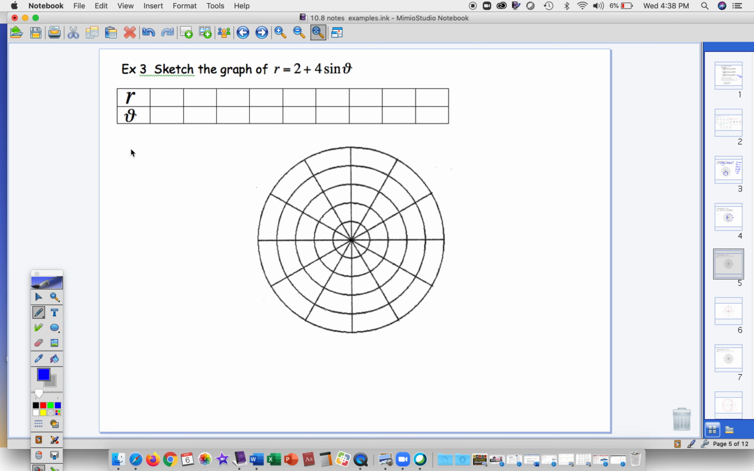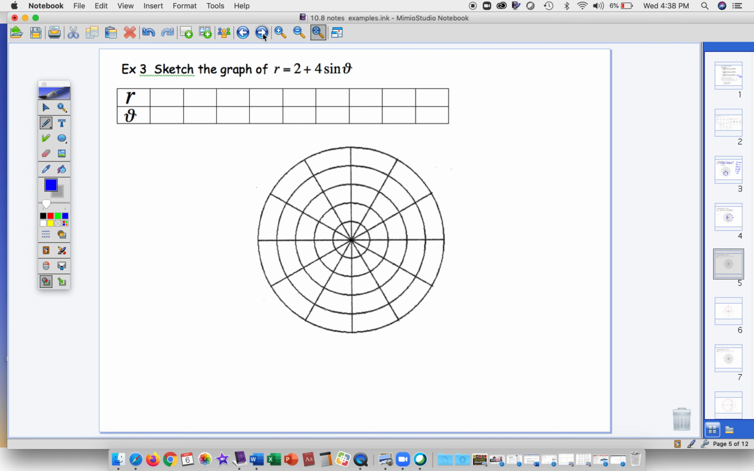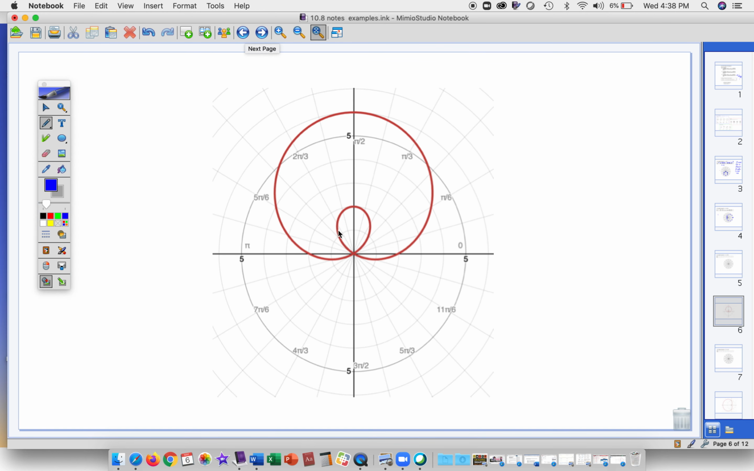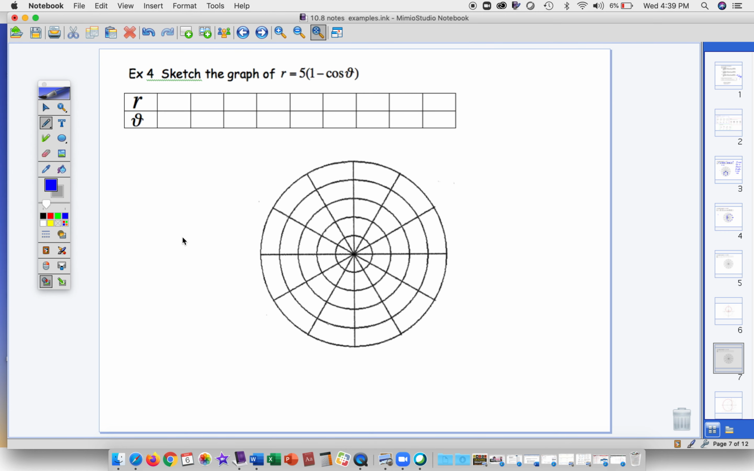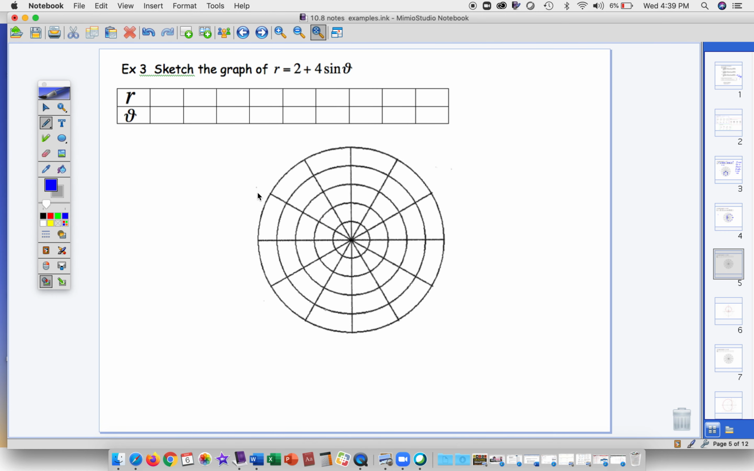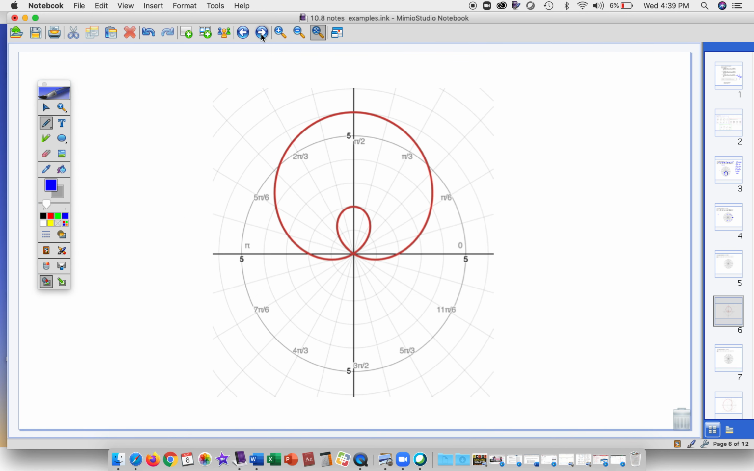So now the next one, why don't you try this, pause the video, plot some points, think about the type of symmetry that you're going to have, and when you're done, come back and we'll compare graphs. So hopefully you got another limaçon. This is the one with the loop. If we look at that ratio, A over B less than 1, that gives you the loop.